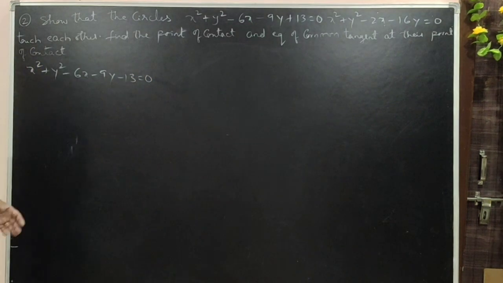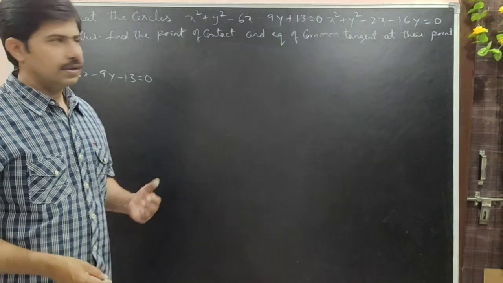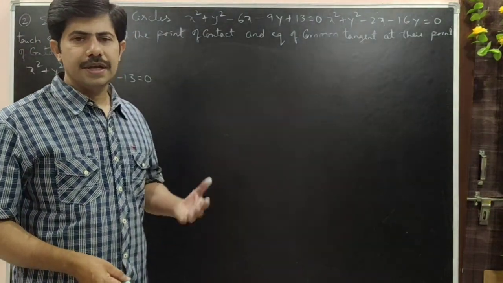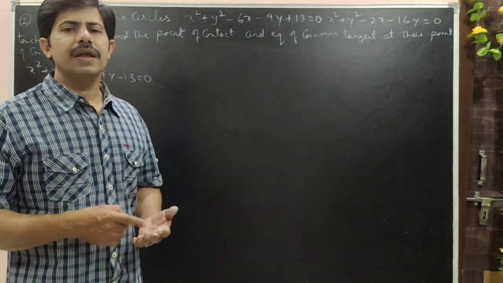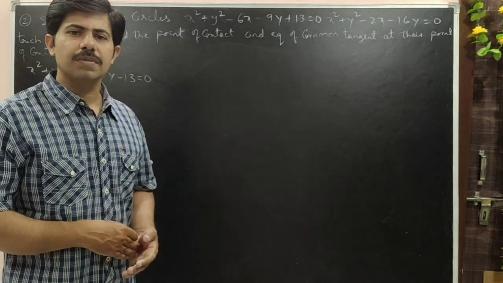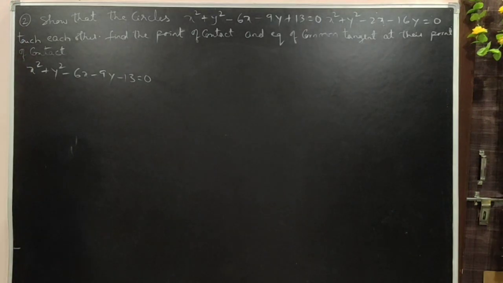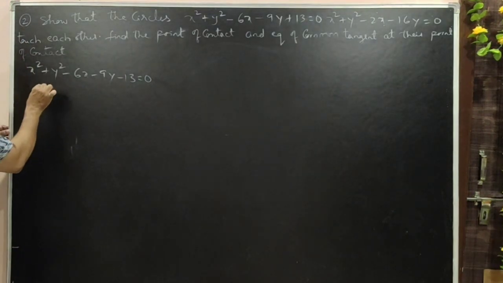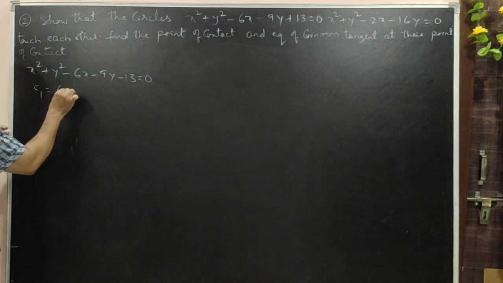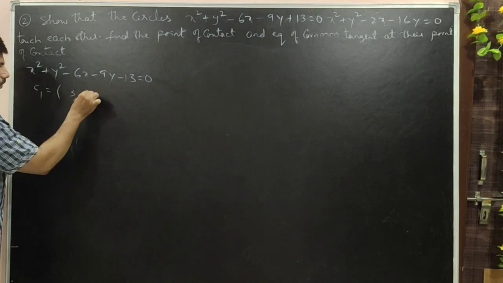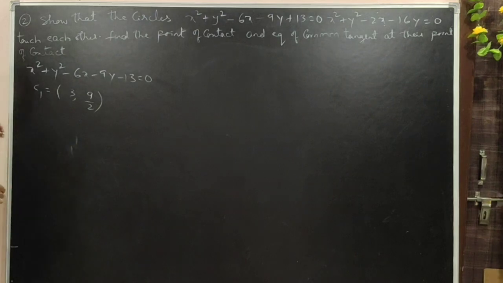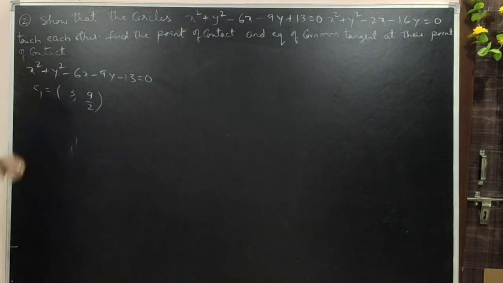Now here we will find out c1, then r1, and next the second equation of the circle, c2, r2. Then we will check whether d is equal to r1 plus r2 or d is equal to r1 minus r2. So first we will find out the center of the circle. C1. What is C1? It is minus half of this and change sign, minus G comma minus F. So it is 3 comma 9 by 2, the center of the circle.